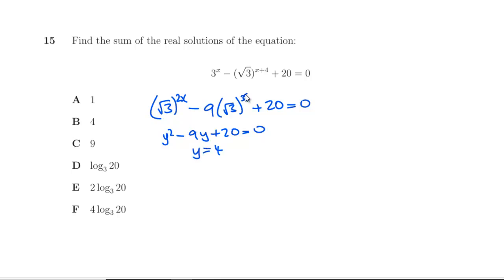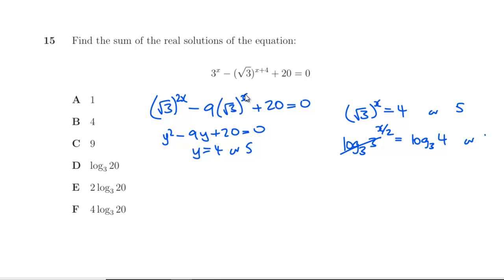So that's going to be y is 4 or 5, where y is root 3 to the x. So we've got root 3 to the x equals 4 or 5. So let's do a log base 3. If I make that 3 to the x over 2, log base 3 of 3 to the x over 2 equals log base 3 of 4 or log base 3 of 5. Okay, so that's just going to disappear. We'll have an x over 2.